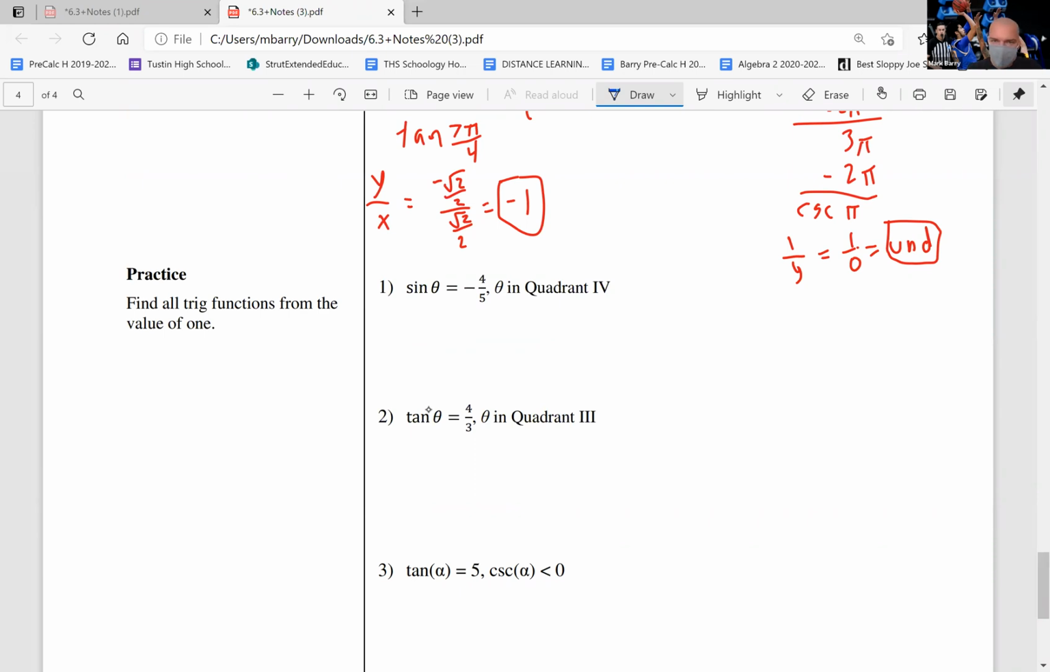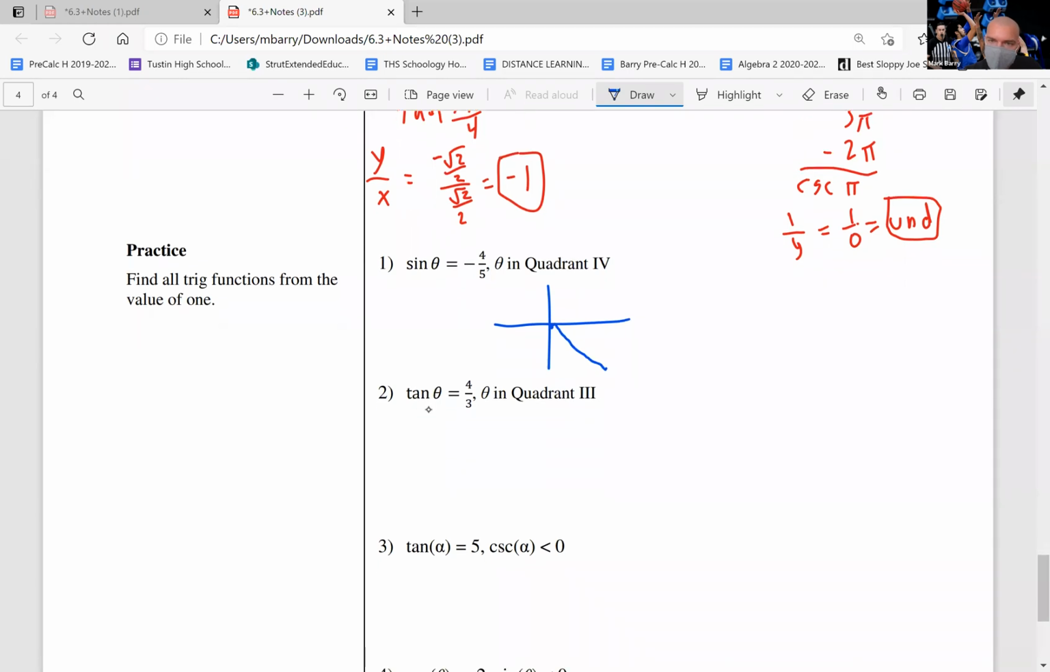So let's draw our XY plane here. Now in this case, they tell me what quadrant it's in. And so I'm going to go ahead and draw my triangle in the 4th quadrant. Now, the key to this is you always shoot out from the origin and then always connect to the x-axis.